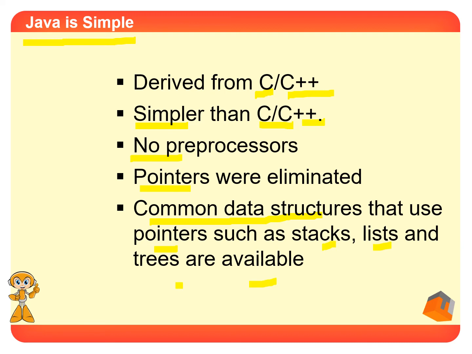When you say no preprocessors, no need for a computer program that modifies data to conform with the input requirements of another program. When you say pointers were eliminated, Java doesn't support pointers explicitly. Pointers is just the address of some location in memory. A pointer is a variable whose value is the address of another variable.